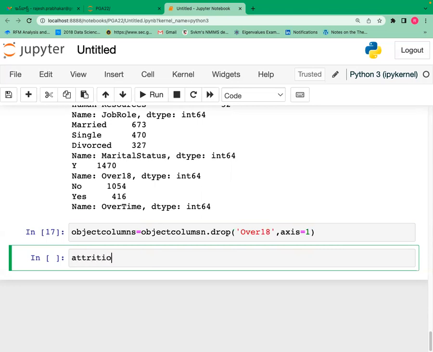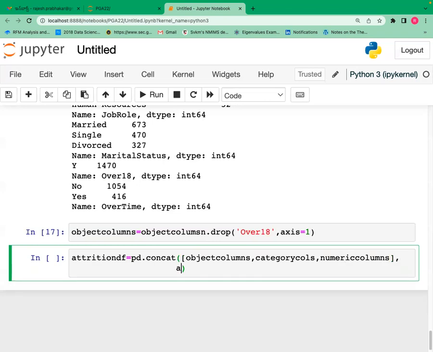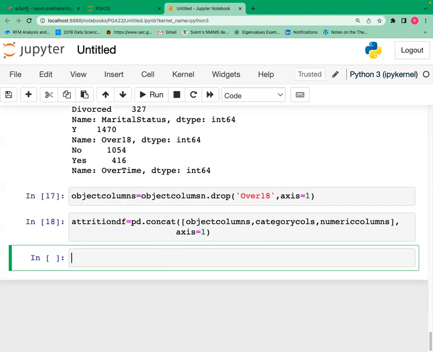Now attrition df is equal to pd dot concat, object columns, comma, category columns, comma, numeric columns, comma axis is equal to 1.